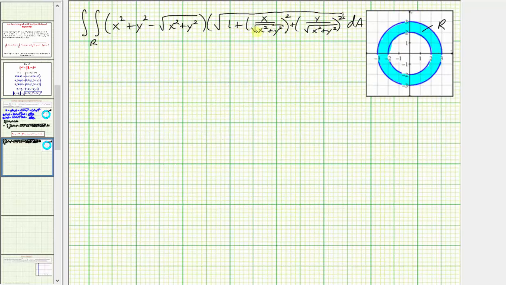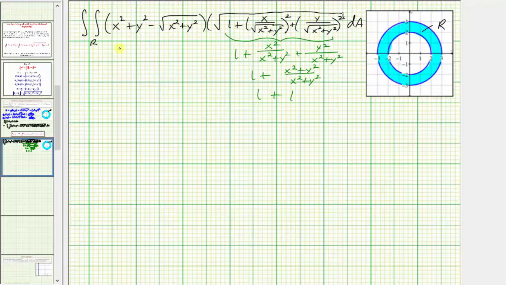Let's simplify this square root here. All of this underneath the square root would be 1 plus, when we square this fraction here, we're going to have x squared all over x squared plus y squared plus y squared all over x squared plus y squared. Notice these two fractions have a common denominator, so we would have 1 plus the quantity x squared plus y squared all over x squared plus y squared. Notice how this fraction is equal to 1. So all of this simplifies to the square root of 2.